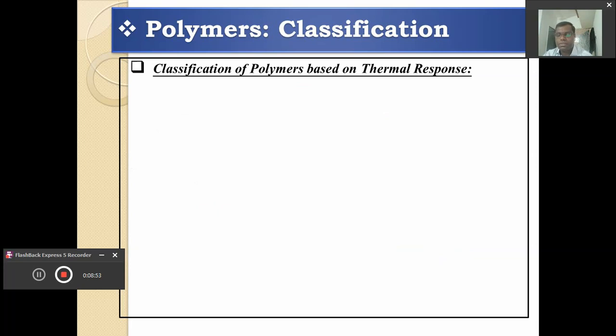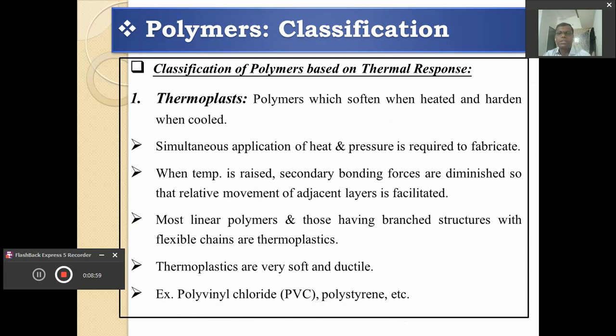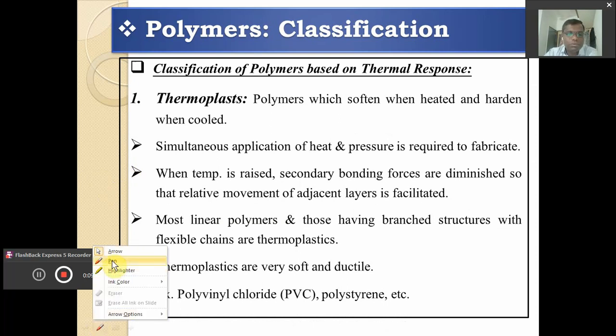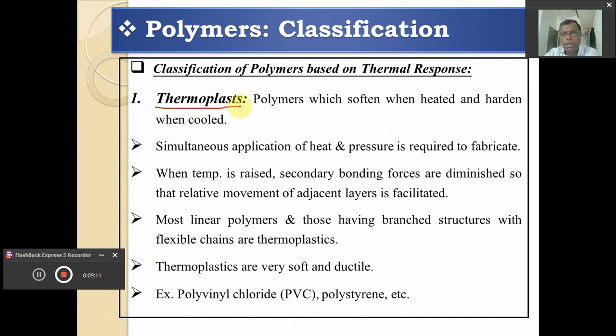Now dear friends, if we look at the other criteria for the classification of polymer, then the third criterion is the thermal response of polymer. How it responds to heat can also be used for the classification of polymer. And based upon the thermal response of the polymer, the first type of polymer is called the thermoplast. I hope we are able to divide this into thermo and plast.